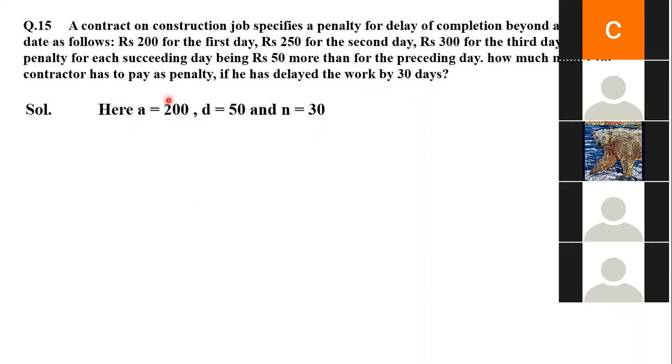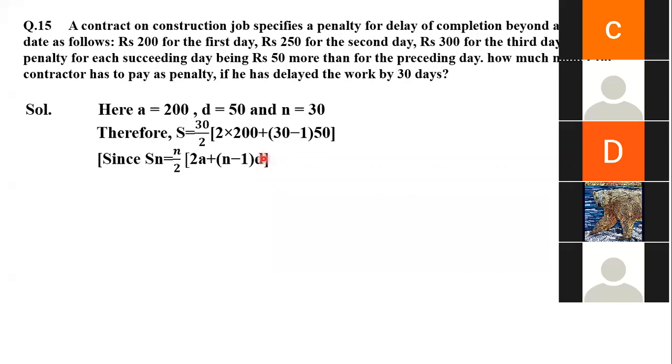So here, the given first term A is 200. Every day they are adding 50 rupees fine, so the D value is 50, up to how many days? 30 days, so the N value is 30. So we'll apply, children: till 30 days, how much money do they have to pay? A value, D value, N value they gave. S30 equals 30 divided by 2 into 200 plus 30 minus 1 into 50.